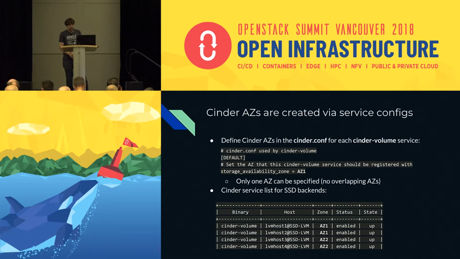So to define those AZs, we won't be using host aggregates because Cinder doesn't know anything about host aggregates. Those only exist in Nova. So instead, we define a config parameter or a set of config parameters that defines the AZ for each Cinder volume service. And like with Nova, we can't assign the same entity to more than one AZ. So that piece is the same. No overlapping AZs here either. The table at the bottom is just an example that shows the service entries for a SSD backend and their assigned AZs.